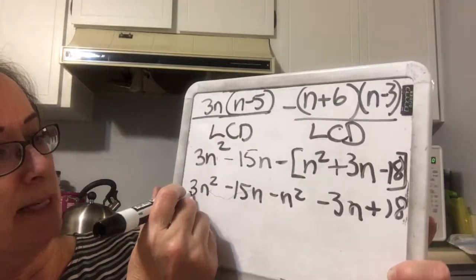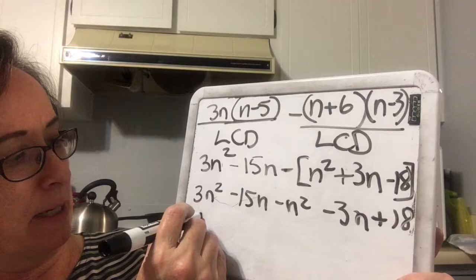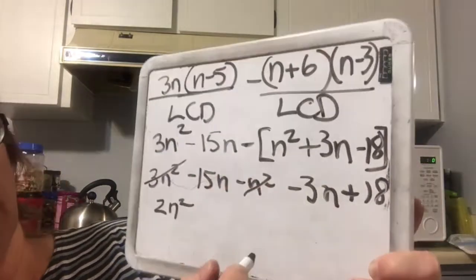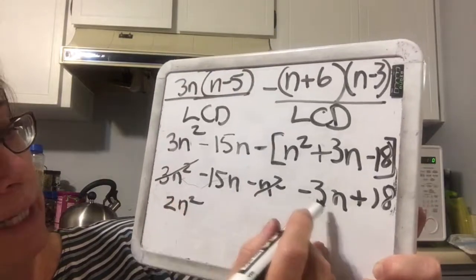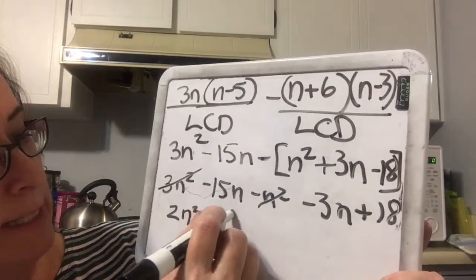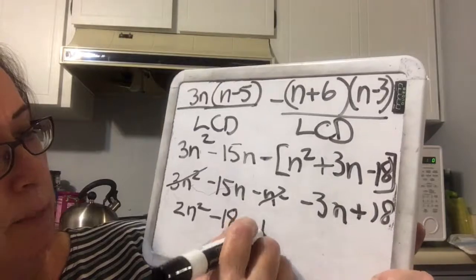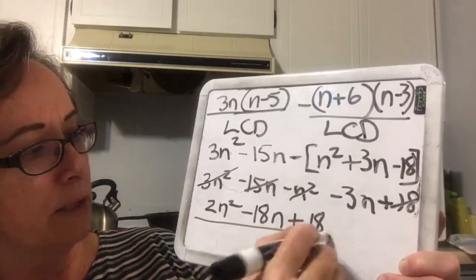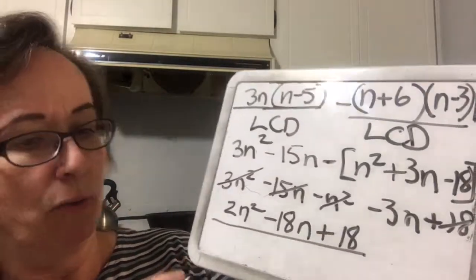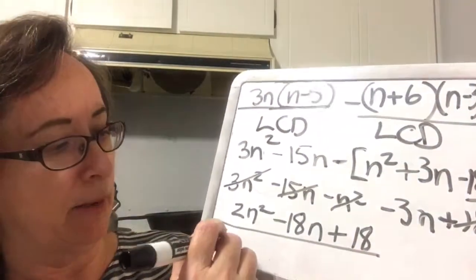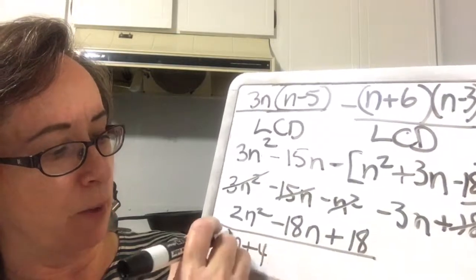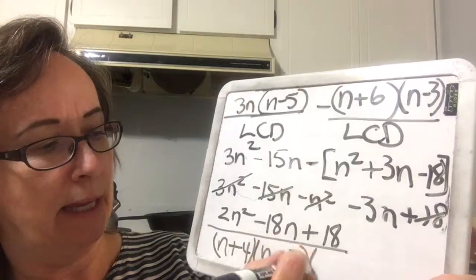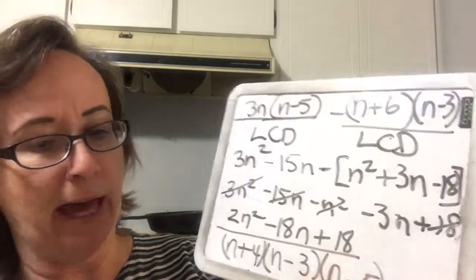And then I simplify. So 3n squared minus n squared is just 2n squared. So that goes out and that goes out. And then I've got a negative 15n, and a negative 3n is a negative 18n. And then a plus 18. So those go out. All over the LCD, which is, I'm going to bring that back now, because I have it on the other board here: n plus 4, n minus 3, n minus 5.